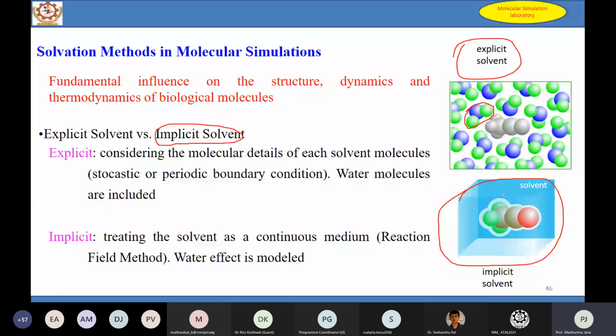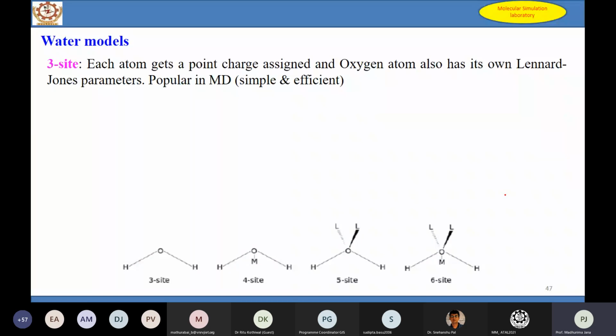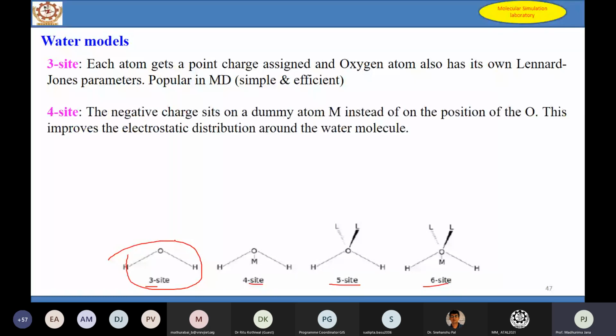Now there are several water models present: 3-site, 4-site, 5-site, 6-site, and so on. In the 3-site model, each atom gets a point charge assigned, and the oxygen atom has its own Lennard-Jones parameters. This is very simple and very efficient. People generally use the 3-site model, but nowadays 4-site models are also used by many groups.